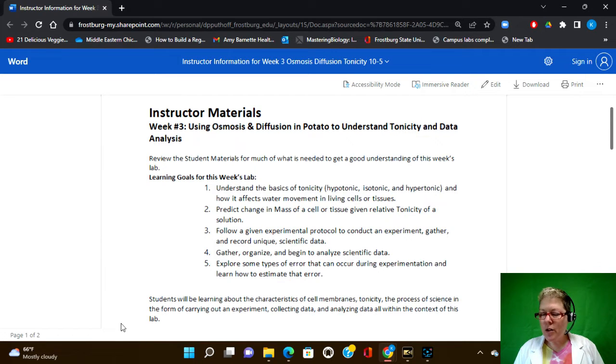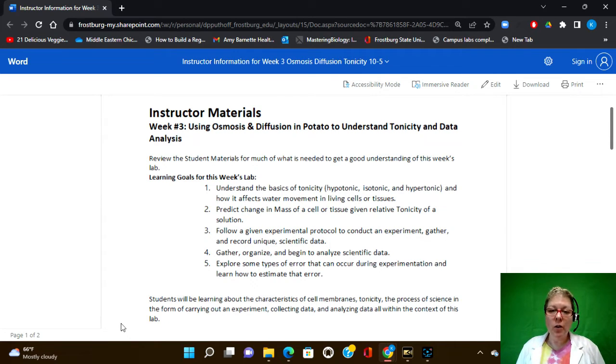So you may want to remind them gently that those little French fry pieces they're working with are made up of lots and lots of cells. And they should have prepared for lab by reading part of the textbook. If they've covered some of this in their lectures, that's great. They also have a mini lecture on tonicity that reminds them of some of these ideas. So they'll be using potatoes as models for learning about cells.